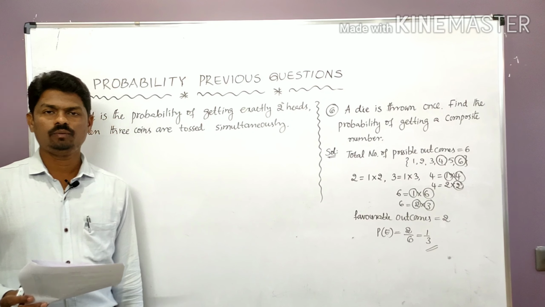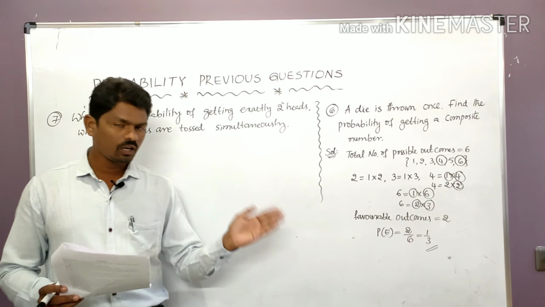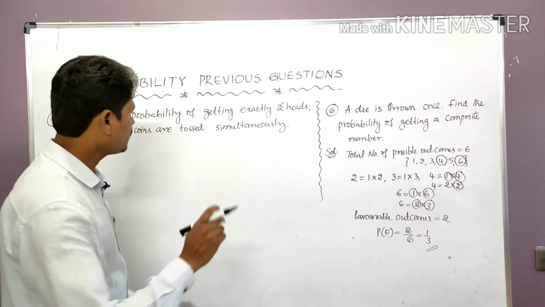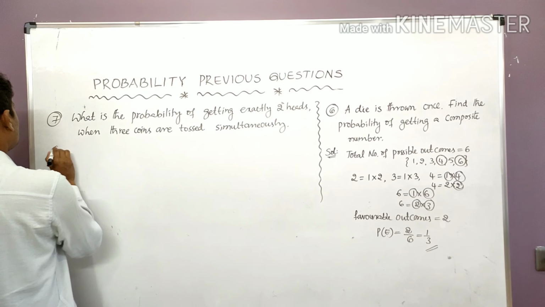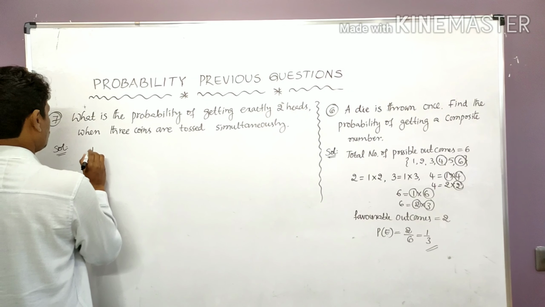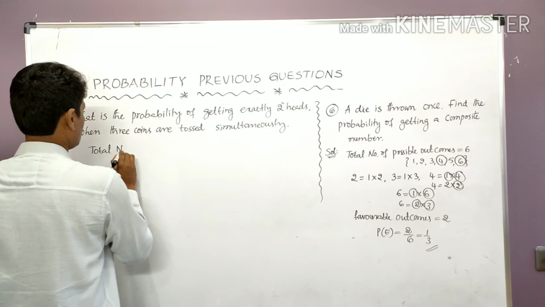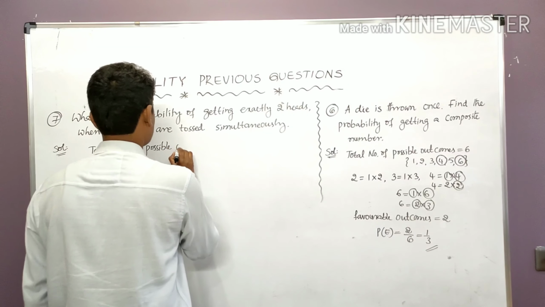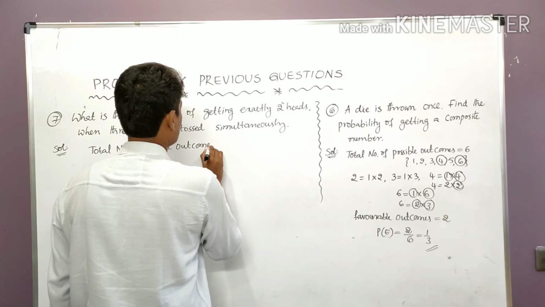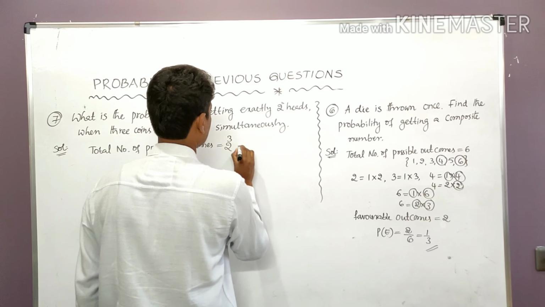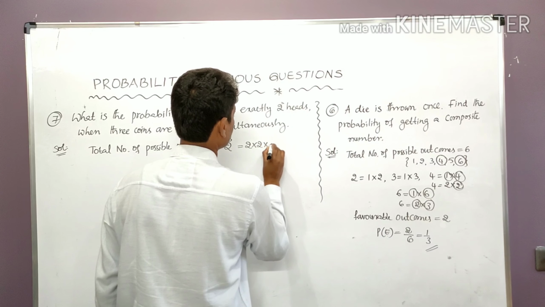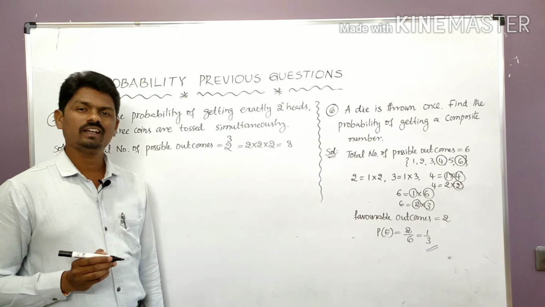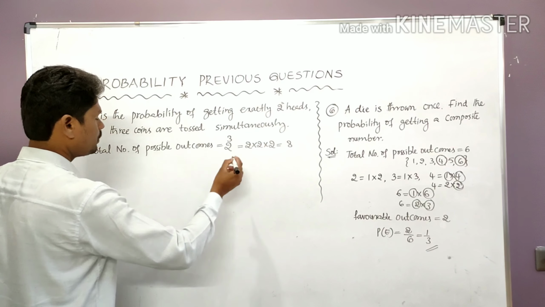Now we have to find the total number of possible outcomes when 3 coins are tossed simultaneously. If 3 coins are tossed simultaneously, the total number of possible outcomes equals 2 to the power 3, that is 2 into 2 into 2, how many? 8. So what are the 8 possible outcomes, student?